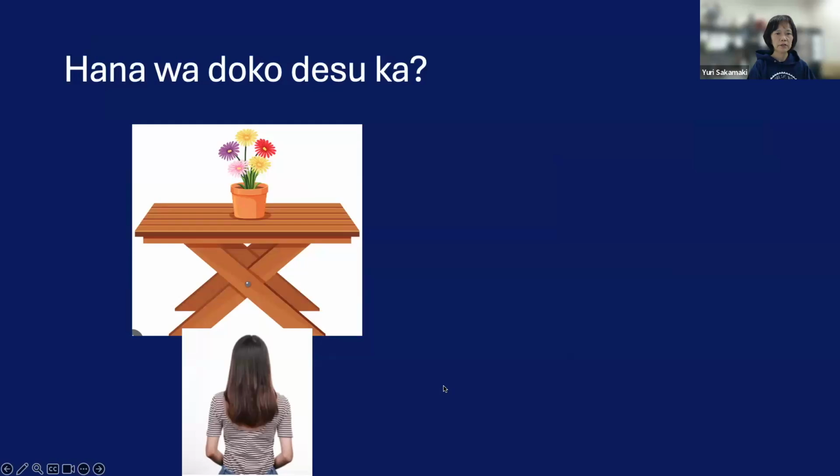So there's a question here. 花はどこですか? So we're asking, where are the flowers? And again, if you have to say right or left, okay, we're looking at things from where the woman is standing. So right, left. And so how would you explain where the flowers are? You probably want to say flowers are on the table. 花はテーブルの上です.